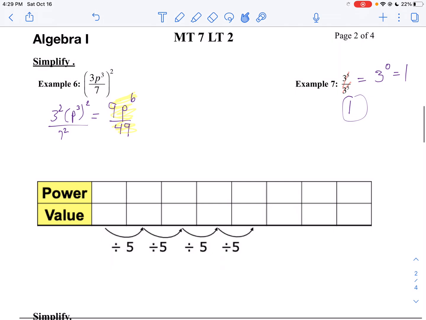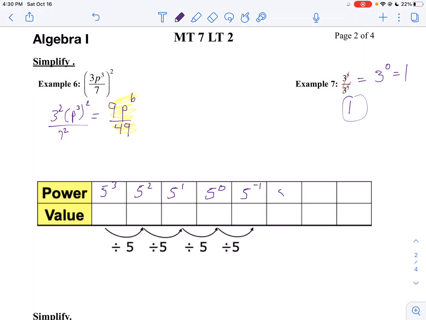And that's what we're going to take a look at in our next example. I'm going to do some powers of 5. I think what I'm going to do here is start with 5 to the 3rd. I'm going to go 5 to the 2nd, 5 to the 1st, 5 to the 0, 5 to the negative 1, 5 to the negative 2, 5 to the negative 3, and 5 to the negative 4. Now let's find those answers. I can use my calculator. 5 cubed is 125.